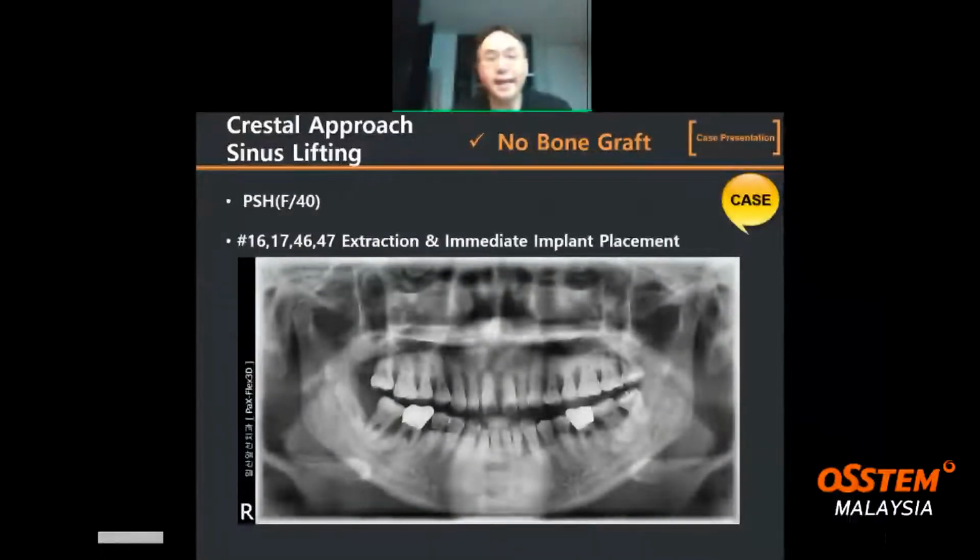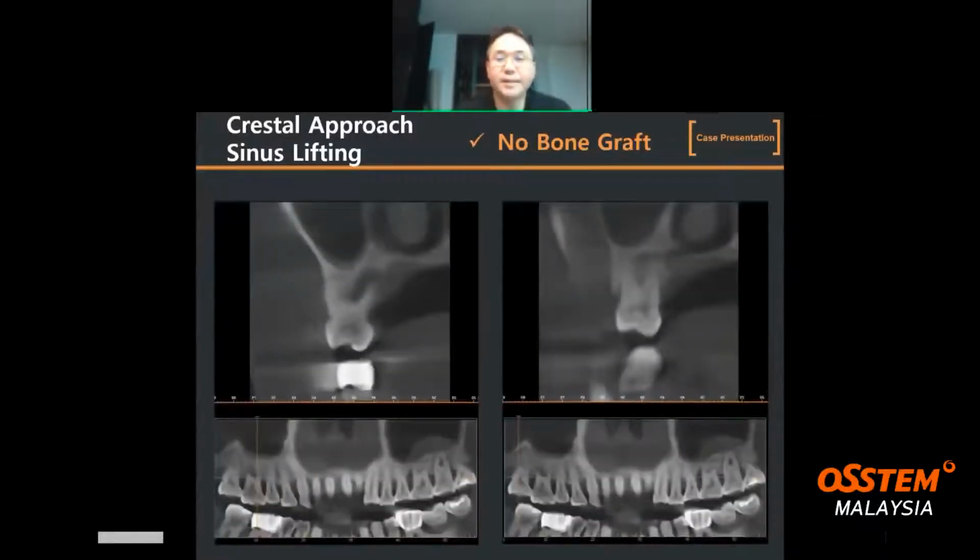So let's see. In this case, I placed 2 implants in the right maxilla right after extraction, 1.6 and 1.7. This is a pre-op CBCT. The 1.6 implant site presented a palatal bone defect because of severe periodontitis. So I decided to perform crestal approach sinus lifting with osteotome, and then implant placement was done. And then to regenerate the palatal bone, I used the smart builder.